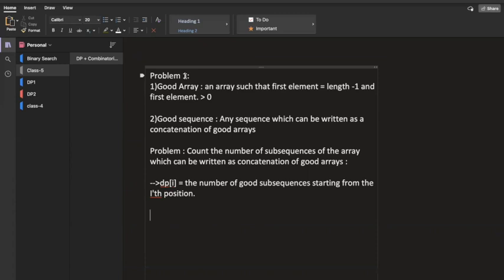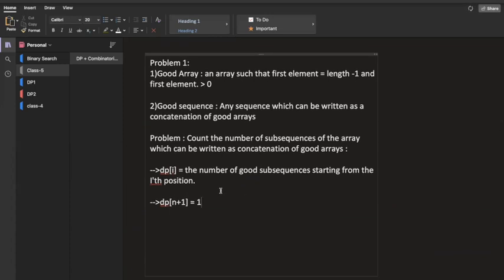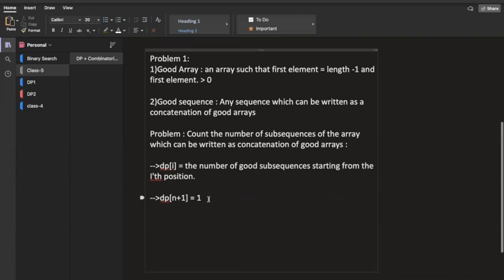So now let's talk about base cases and transitions. I'll tell you guys the base case and then I'll ask for transitions. The base case is that if I have an empty array, that is dp[n + 1], it is going to be 1. Why? Because this is just an empty sequence, and for an empty sequence, the answer is definitely going to be 1. So this is the base case, dp[n + 1] equals 1. But now, what about the transitions? Can anybody tell me what transitions we are going to have here?